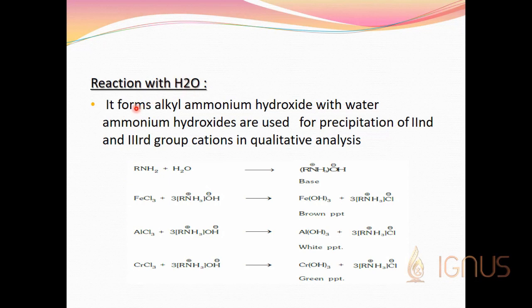Reaction with H2O. It forms alkyl ammonium hydroxide with water. This ammonium hydroxide is used for precipitation of second and third group cations in qualitative analysis. You can see when we treat amine with water, you will be getting alkyl ammonium hydroxide. This alkyl ammonium hydroxide can be used for precipitation of second group and third group cations. Here you can see we can precipitate FeCl3 as Fe(OH)3 or AlCl3 as Al(OH)3. These are the uses of alkyl ammonium hydroxide.